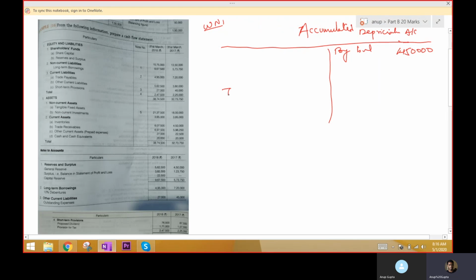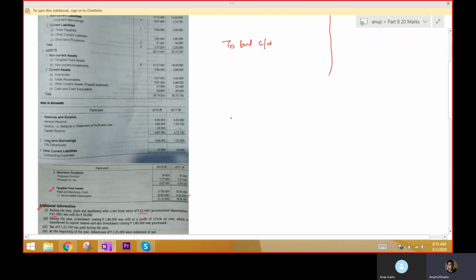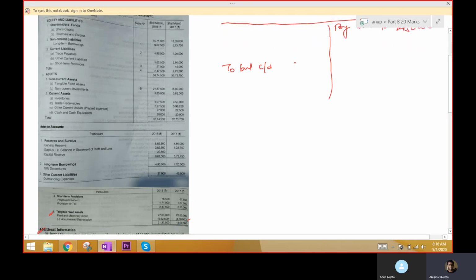4,50,000. And the closing balance will be 5,62,500. You see the amount given here?